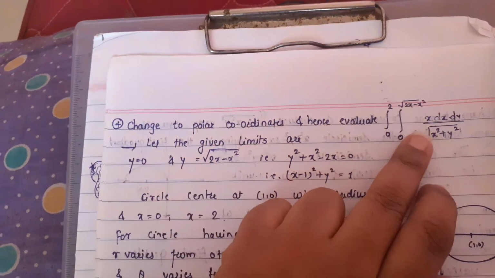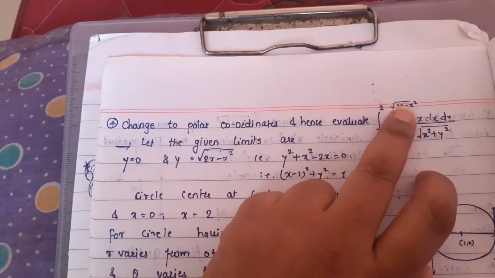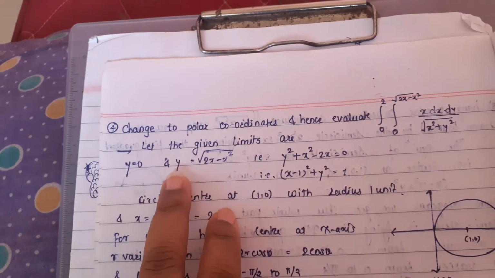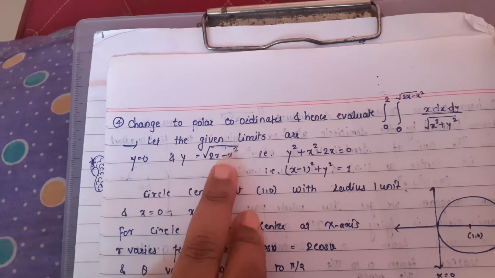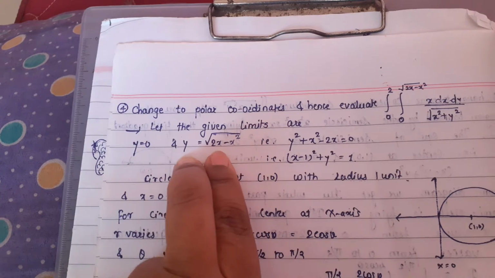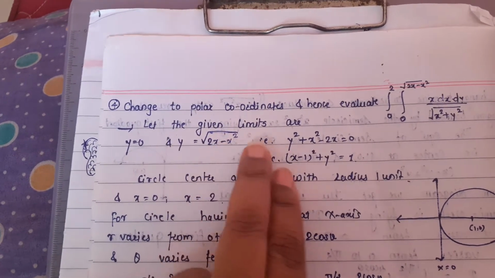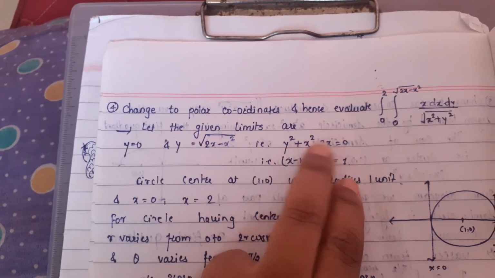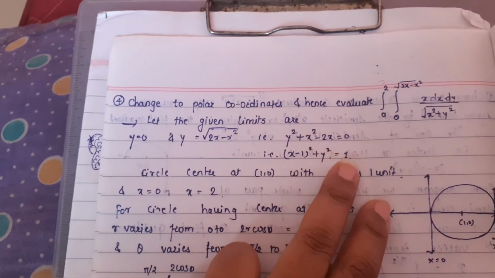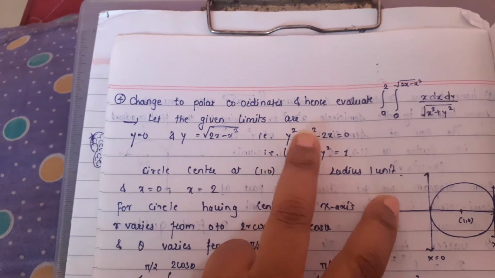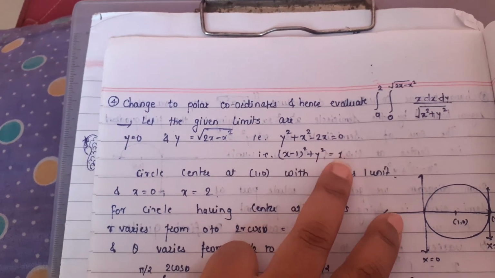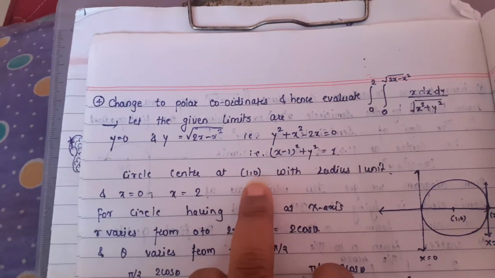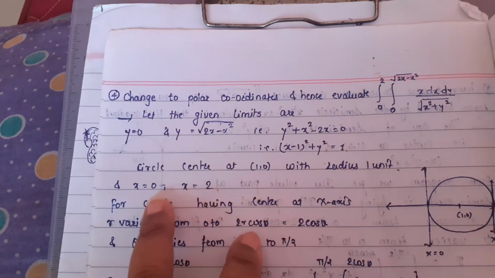Now the given limits: the inner limit is 0 to under root of 2x minus x square, where x terms are present, that means this is the limit for y. So y is equal to 0 to y is equal to under root of 2x minus x square. From this equation, on squaring both sides, we get y square is equal to 2x minus x square. After shifting, we get x square minus 2x plus y square is equal to 0. Adding 1 to both sides, it becomes (x minus 1) whole square plus y square is equal to 1. Hence this is the equation of a circle.